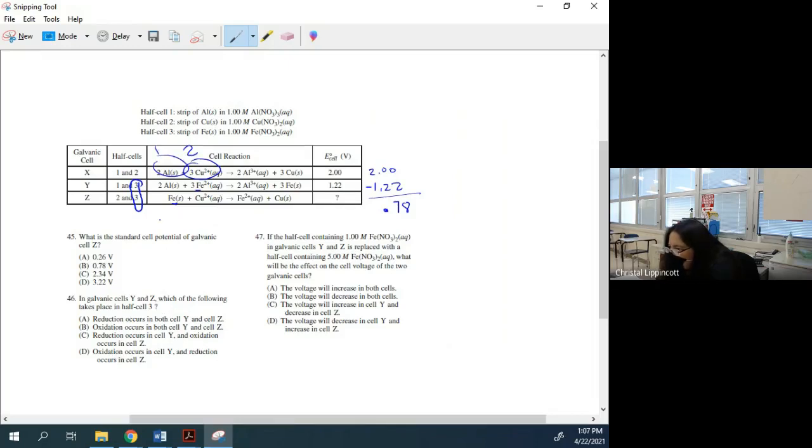So in half cell 3, in Y, what is happening to our iron here? Well, it's gaining electrons, right? Because it's gone from a +2. So in Y, it's being reduced. And here, it's losing electrons. So here, it's being oxidized. So reduced in Y, but oxidized in Z. Does that make sense? How we figure that out? Okay. So try 47 while I clean up my mess here from all this drawing.